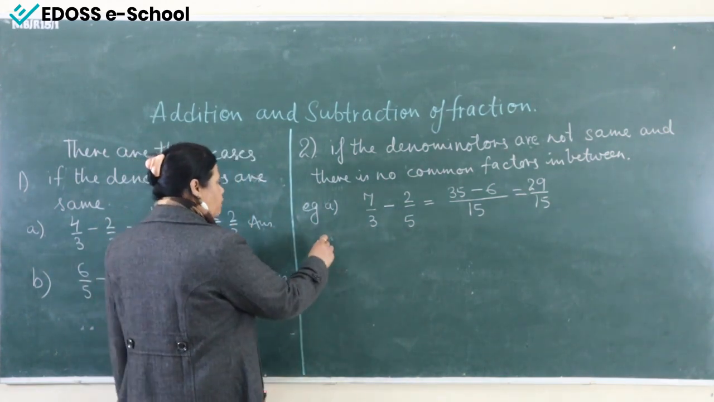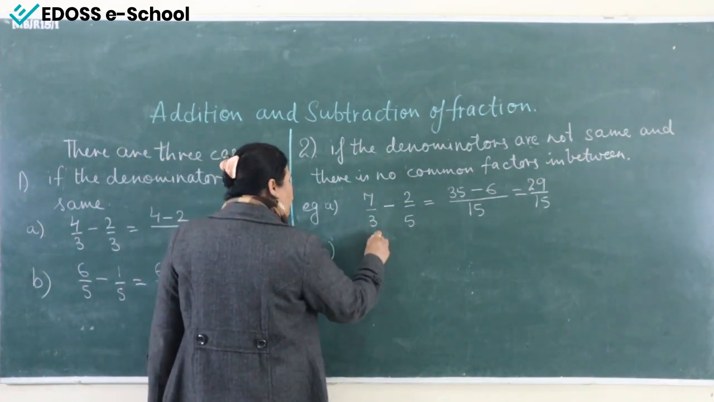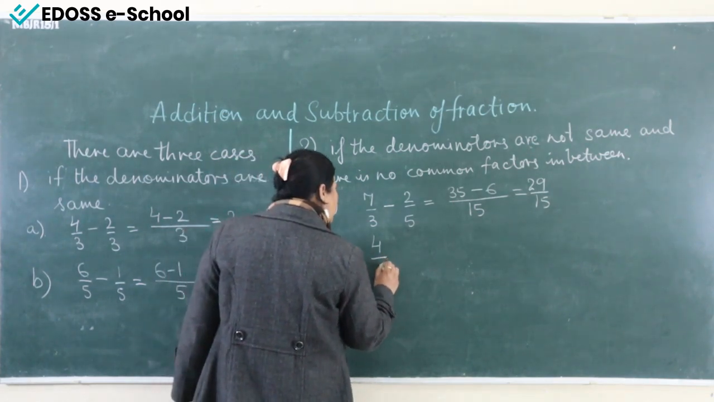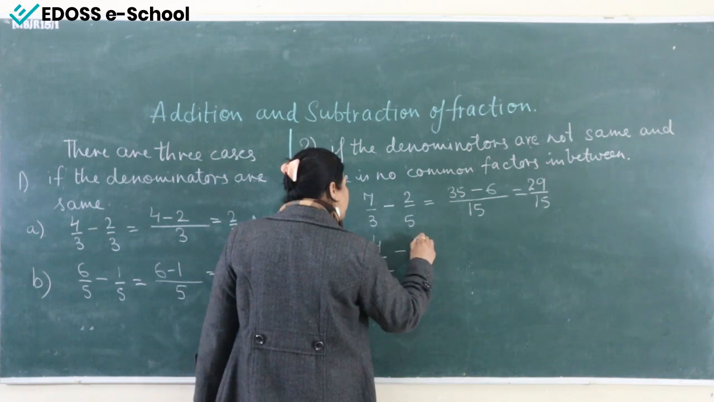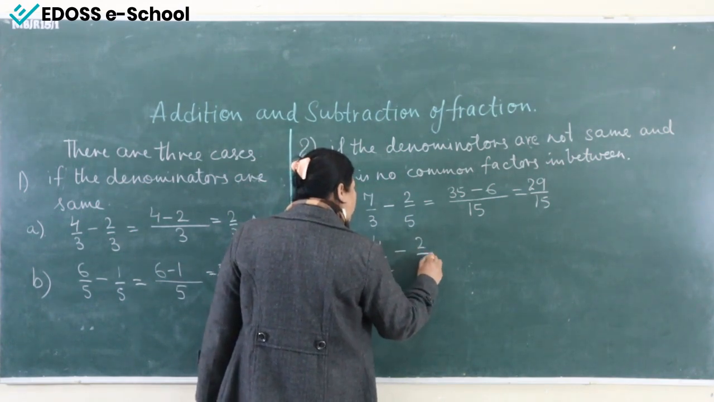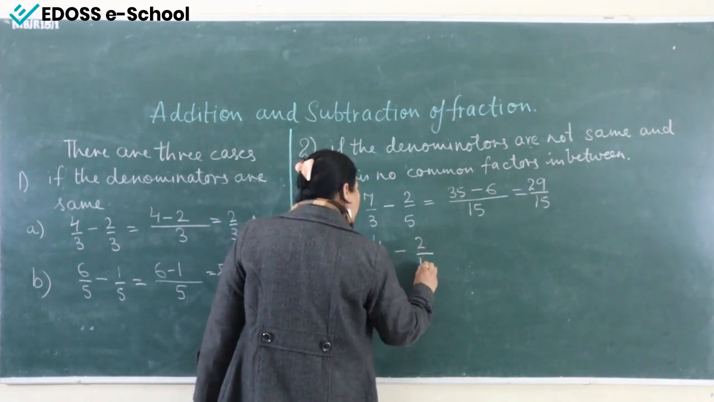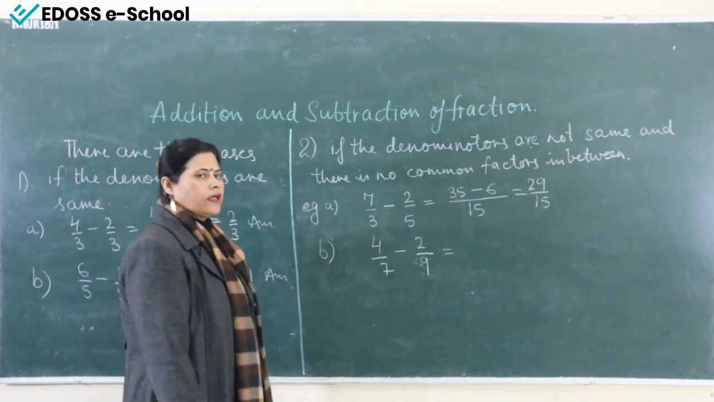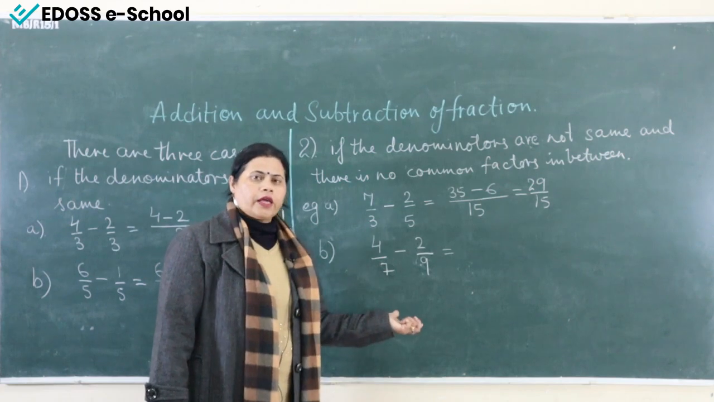Now come to the next, B part. 4 upon 7 minus 2 upon 9. Now see again, the denominators are 7 and 9.